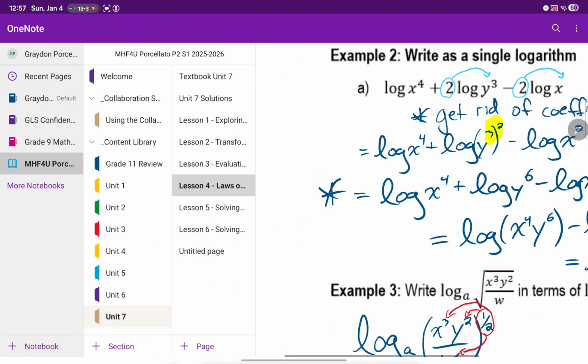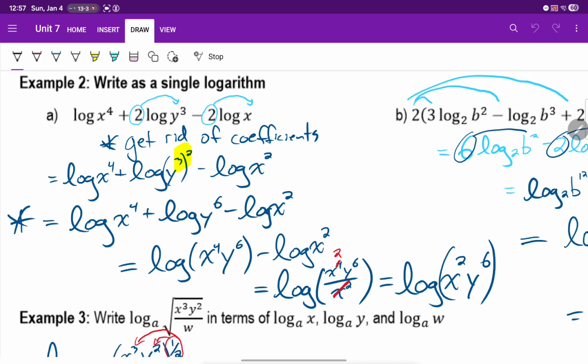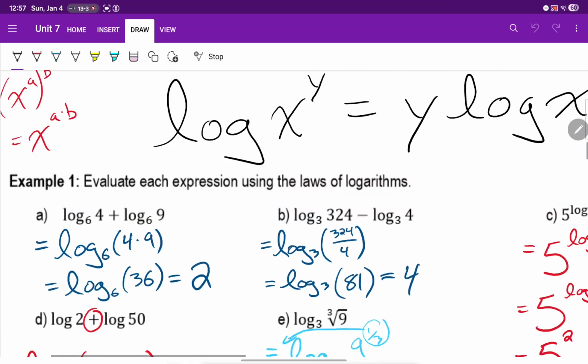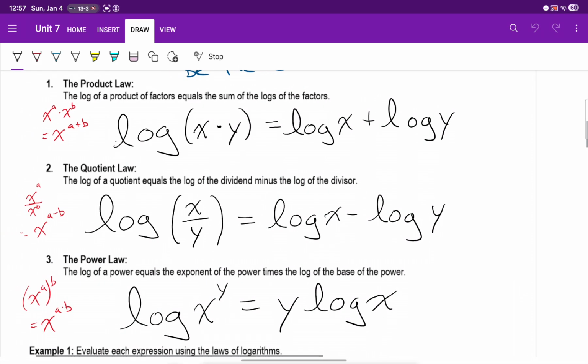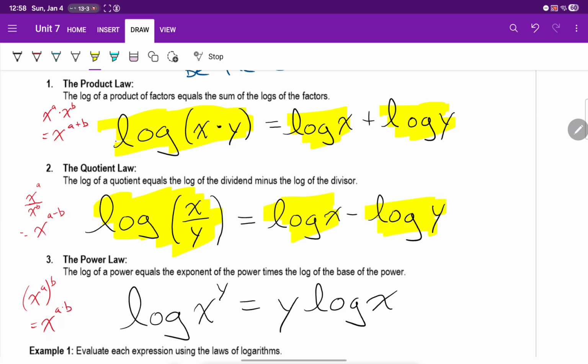Now, lesson 4, we got into our log laws. There are 3 of them. They are right here. The product law, which says that if I'm taking the log of x times y, that's the same as the log of x plus the log of y, so I can break that apart. If I'm doing the log of x over y, that's the same as the log of x divided by the log of y.